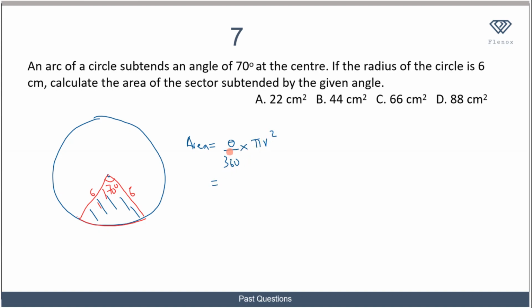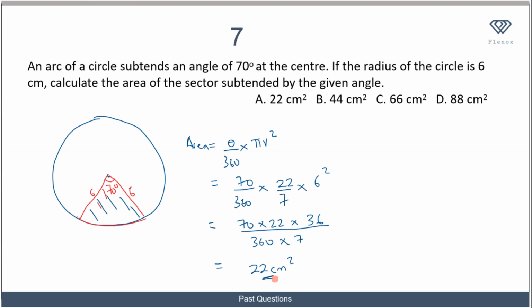So in this case, theta is straightforward, and that is 70 over 360 times, and let's take pi as 22 over 7 since we are not given, and our radius is 6 squared. So that will be what, 70 times 22 times 6 squared, which is 36, over 360 times 7. And when you punch it into your calculator, you get the value of your area to be equal to 22 centimeters squared. So the correct option to this question is option A.